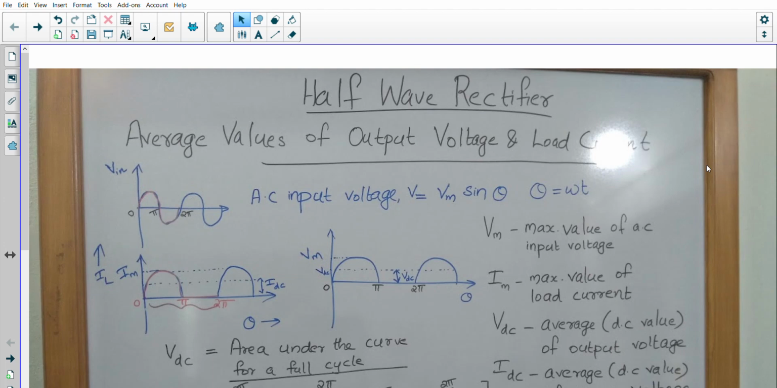Good morning, students. In today's class, we are going to discuss the derivation of the efficiency of a half-wave rectifier. Before going to derive the efficiency, we have to familiarize ourselves with certain terms: the average values of output voltage and load current.